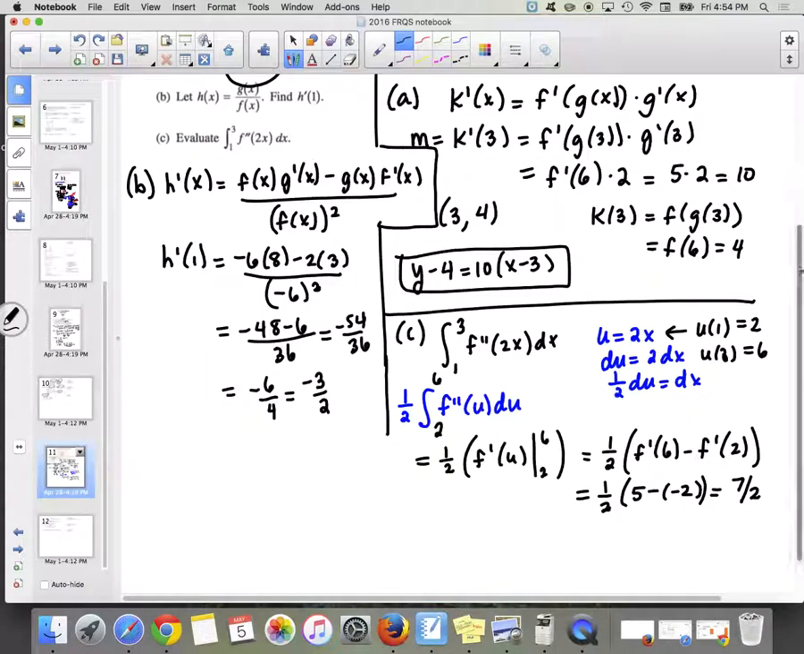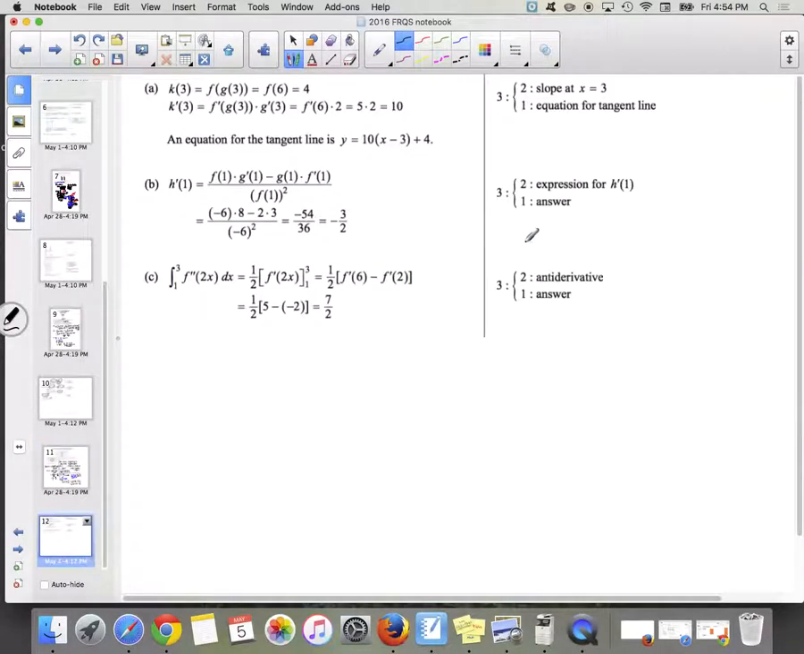So really quickly, the scoring, if you look at it, you got 3 points for part A, which I feel like was not too demanding. I think you guys know how to do that. So you get 2 points for finding the slope correctly at x equals 3, so getting that 10. Probably involves the chain rule for one of the points, and then the final answer, I would guess. And 1 point for your equation of the tangent line, which ours was y minus 4 equals 10 times x minus 3, so we're good.